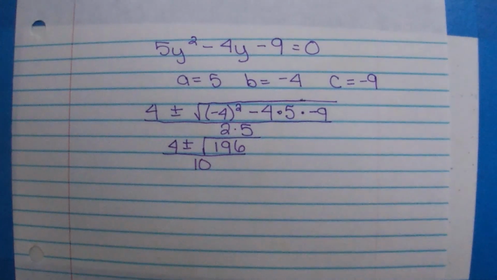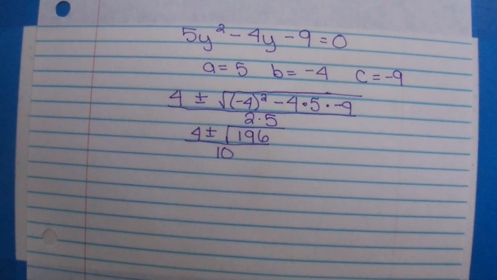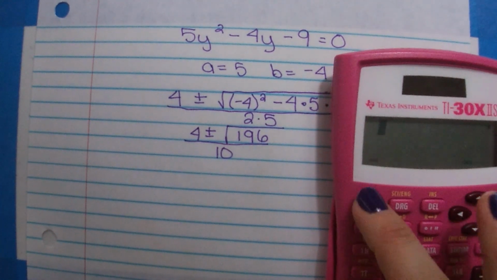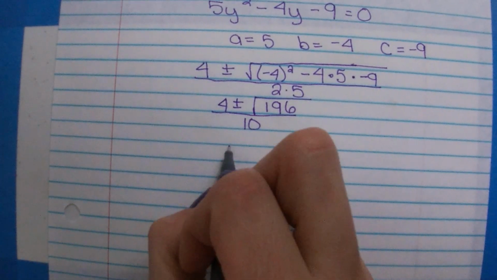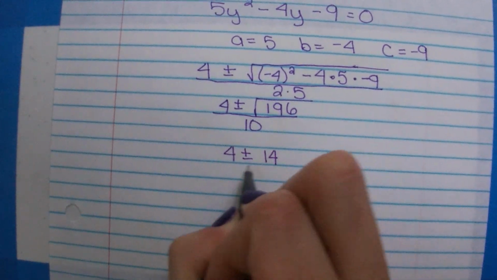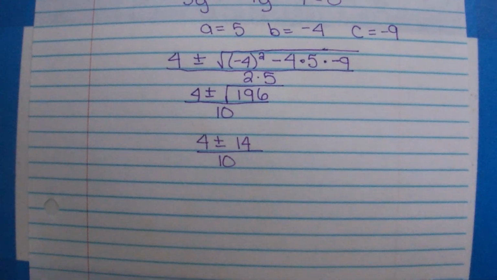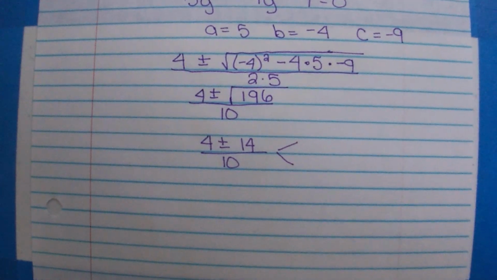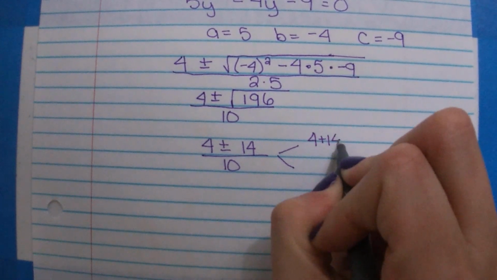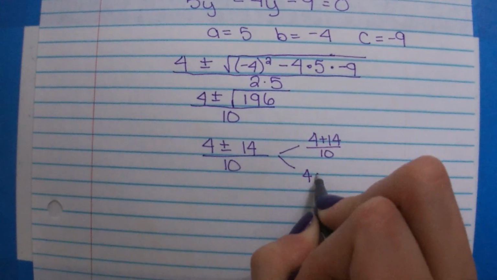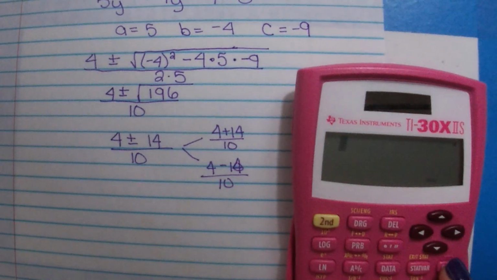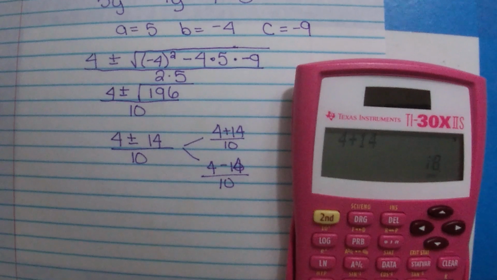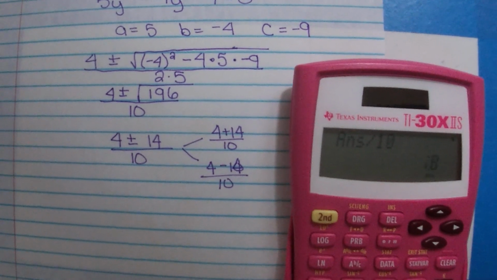All over 2 times 5 gives us 10. Now I'm going to take the square root of 196. So if you don't know it, just put it in your calculator. And I get 14. So 4 plus or minus 14 all over 10. And I'm now going to calculate both options. 4 plus 14 over 10 and 4 minus 14 over 10. So if you're using your calculator, 4 plus 14 equals divided by 10.